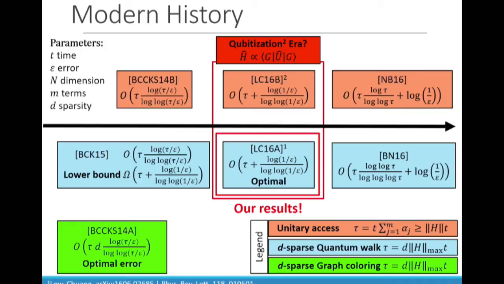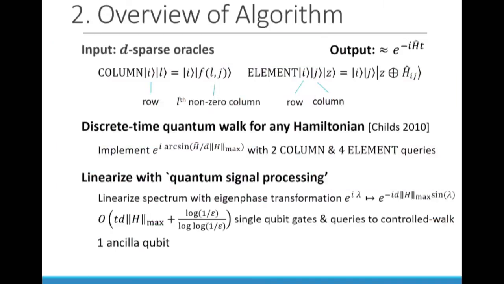So now let's give an overview of how our algorithm works. We consider the d-sparse input model. We will not be talking about qubitization in the rest of this talk. In this input model, we assume access to two oracles. We have the column oracle, which if you feed in the row index i and a number l, spits out the l-th column index of the non-zero matrix elements. We also have another oracle, the element oracle, that on feeding in a row and column index spits out the matrix element of your Hamiltonian.